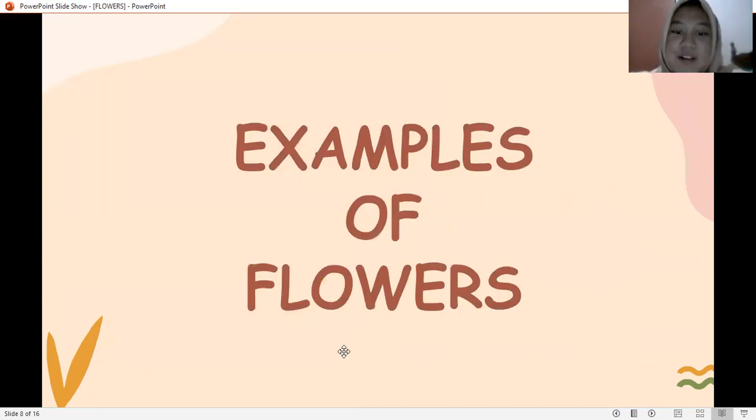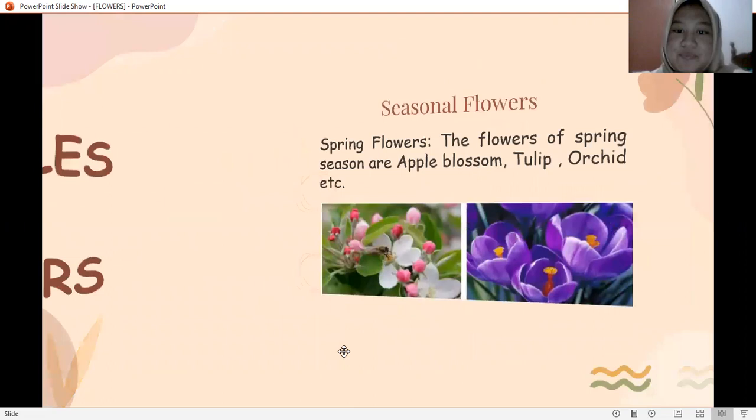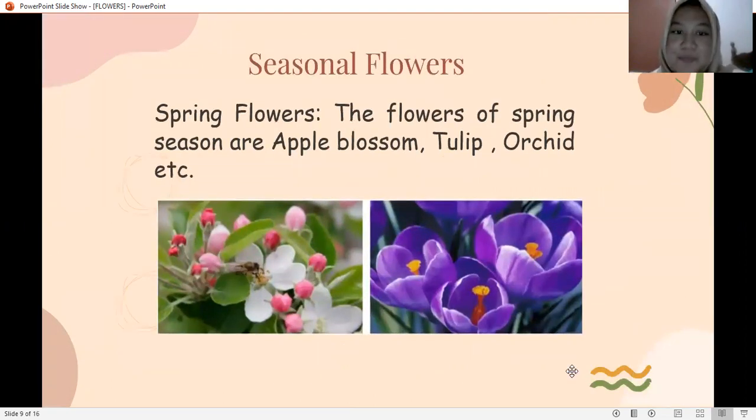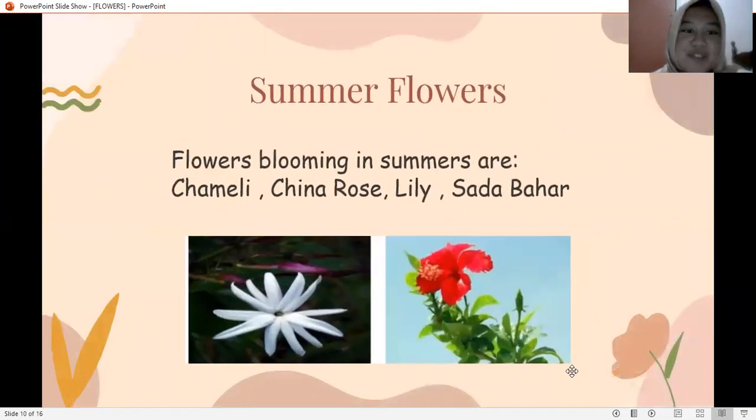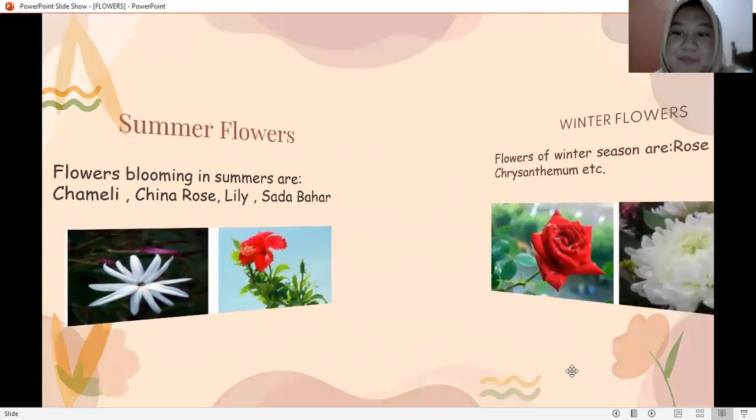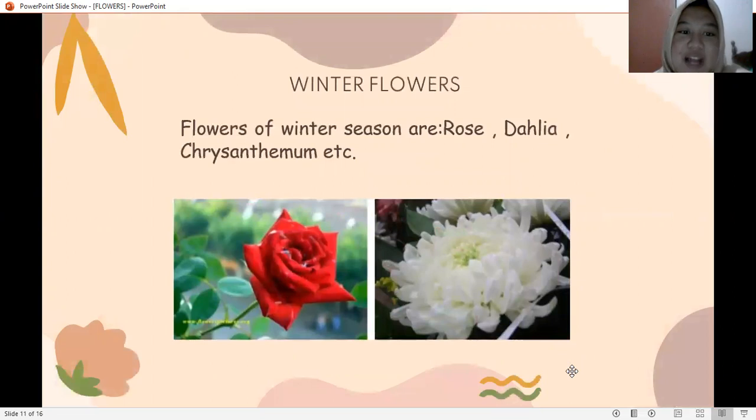This is an example of flowers. Seasonal flowers. Spring flowers, the flowers of the spring season, are apple blossom, tulip, orchid, and etc. Summer flowers. Flowers blooming in summer are chameli, China rose, lily, and sadabahar. Winter flowers. Flowers of the winter season are rose, dahlia, chrysanthemum, and etc.